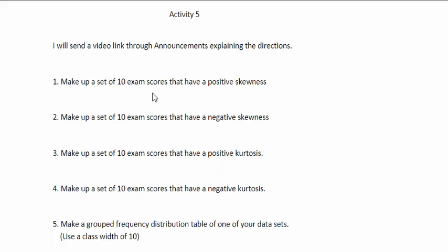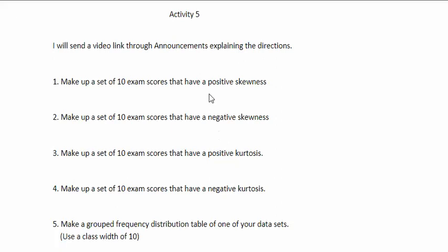So in parts 1 to 4, in each part, you're just making up an imaginary set of 10 exam scores separated by commas, and you're just designing it so that it has a certain type of shape. And in one of the latest videos I posted, I explain what these 4 shapes are: positive and negative skewness and positive and negative kurtosis.